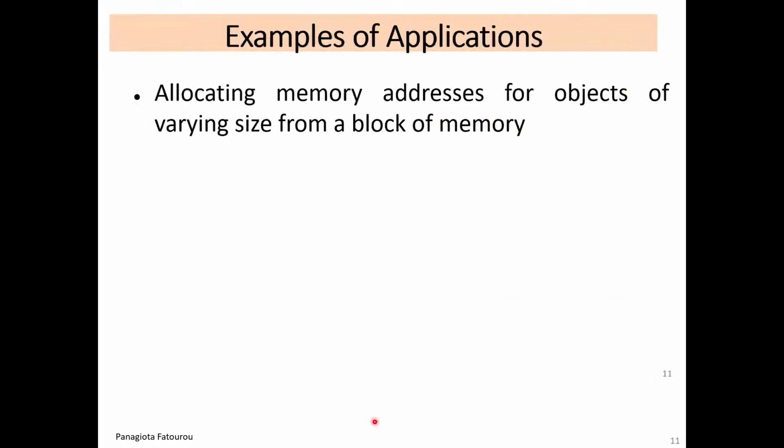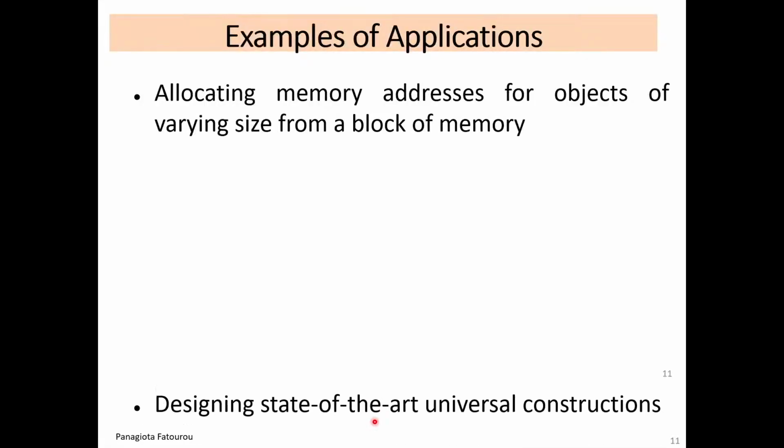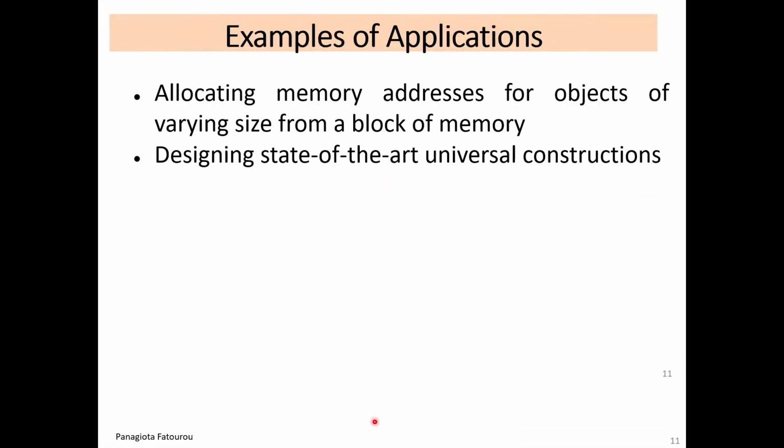Okay? So fetch-and-add is very important. It has a lot of applications, and a lot of concurrent algorithms are heavily based on fetch-and-add. Here are a few examples. We use fetch-and-add to allocate memory addresses for objects of varying size from a block of memory, and for designing state-of-the-art universal constructions. There are citations in the paper for all this, such algorithms that are based on fetch-and-add.